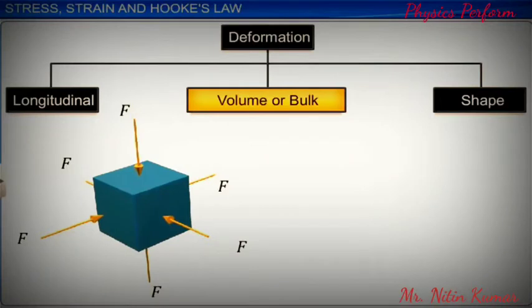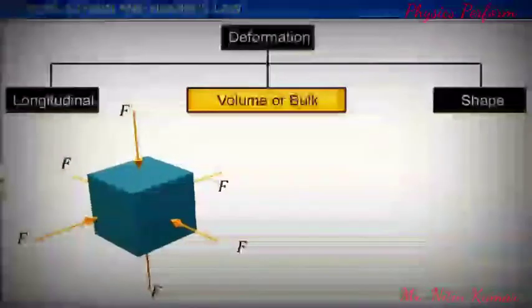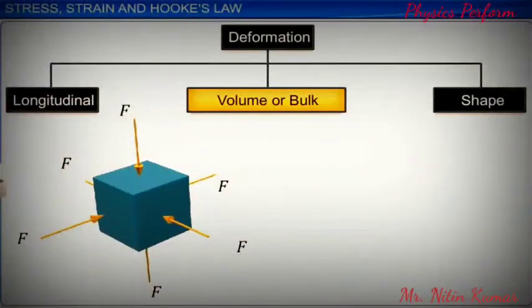If the volume of a body V changes by delta V, then the fractional deformation, also called the bulk strain or volume strain, is equal to the ratio of delta V to V. If two equal and opposite forces act parallel to two opposite faces of a body, the shape of the body is distorted.